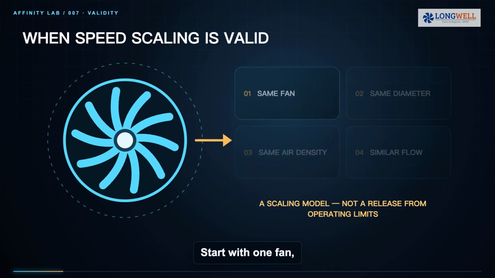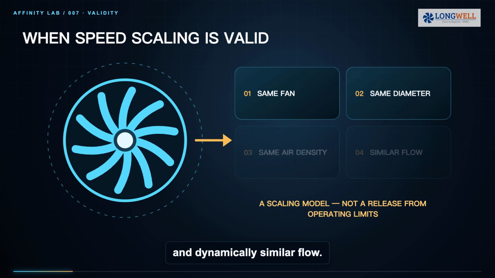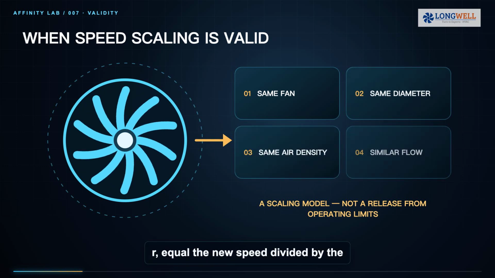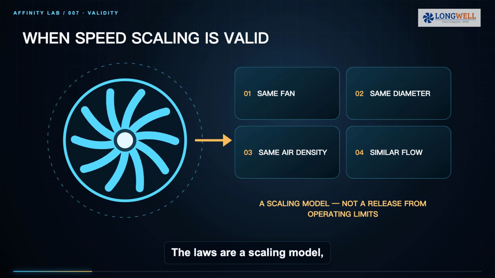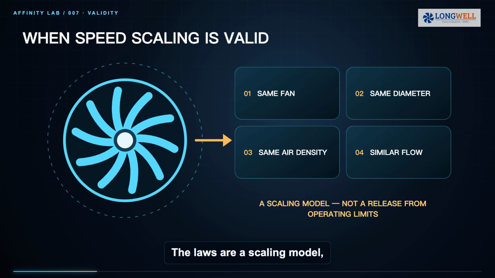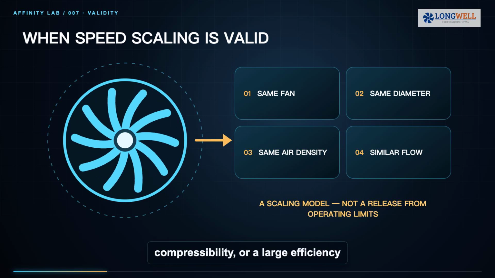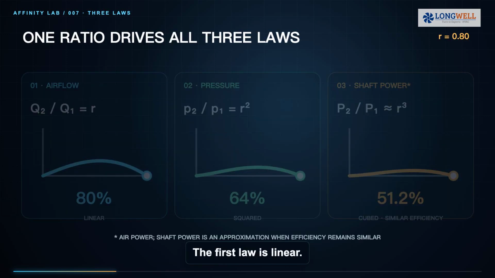Start with one fan, the same impeller diameter, the same air density, and dynamically similar flow. Let the speed ratio, R, equal the new speed divided by the original speed. These conditions matter. The laws are a scaling model, not permission to ignore stall, motor limits, controller limits, compressibility, or a large efficiency change. The first law is linear.